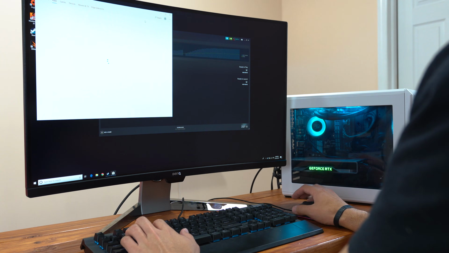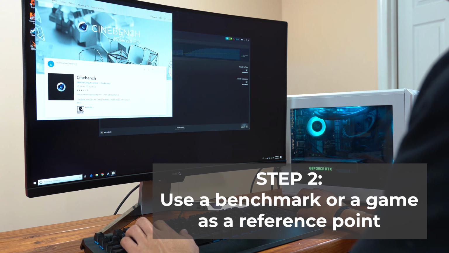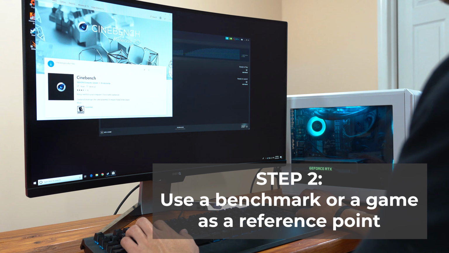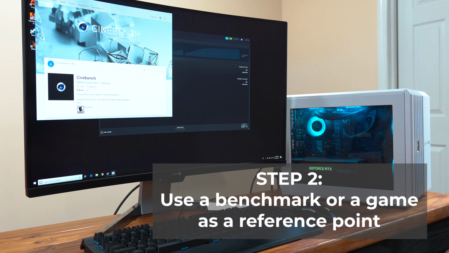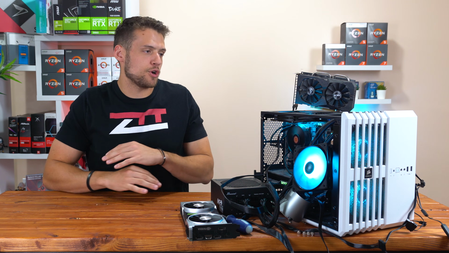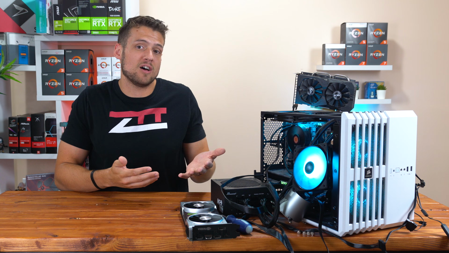If that doesn't fix it, I would highly recommend finding some sort of benchmark or possibly even using a game to find a consistent and reliable point where the gaming PC shuts off. That way you can easily test your next fixes in the future. This is important because you need some sort of consistent baseline where your PC always shuts off. That way when you apply the next fix, you can easily tell if it worked or not.